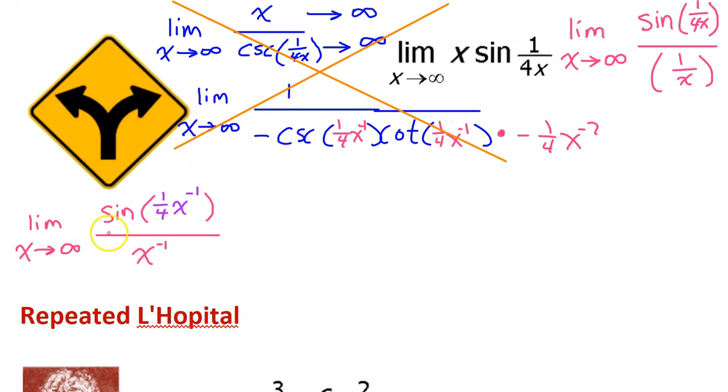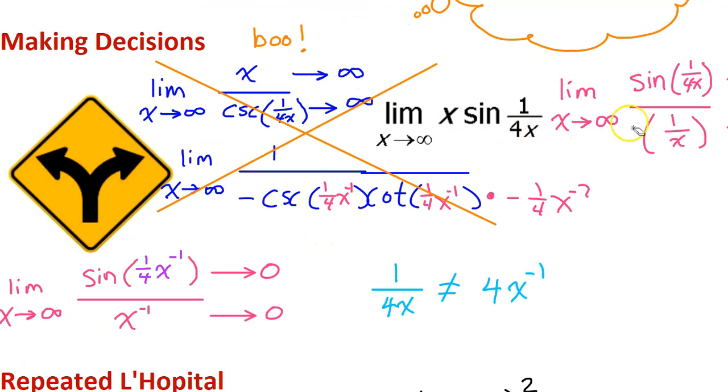So I'm going to drop down here where I have more space. This is mandatory. Make sure you show your little arrow 0 before you apply L'Hopital's rule. By the way, notice that I rewrite 1 over 4x as 1/4 x to the negative 1 power. Let me emphasize that 1 over 4x does not equal 4 times x to the negative 1 power. This is a common mistake that I will see students make.